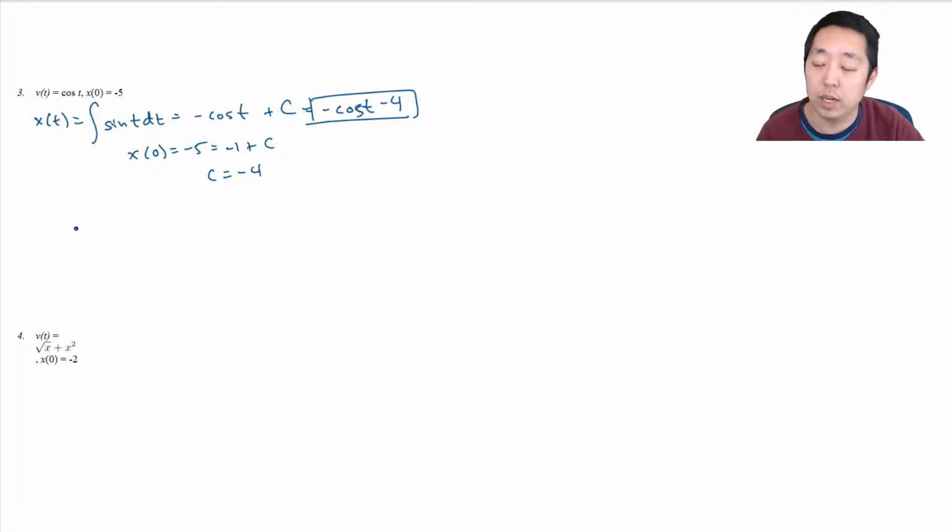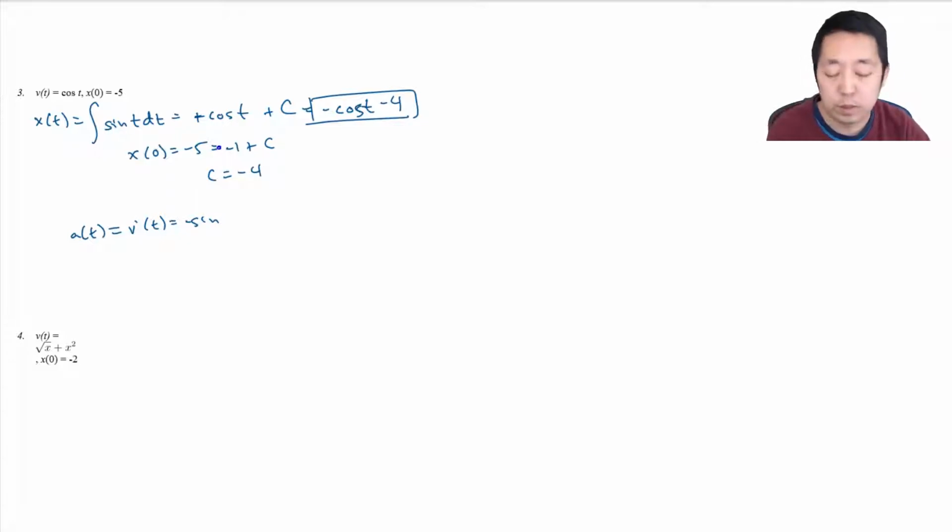And so a of t, which is the derivative of velocity, is negative sine. Oh, actually, this should have been positive. Integral of sine is... No. I did it right. Why am I doing sine of t, though? That's the question. Sorry, I was going too fast.